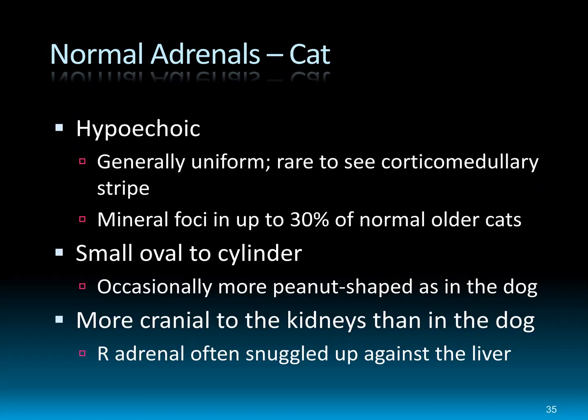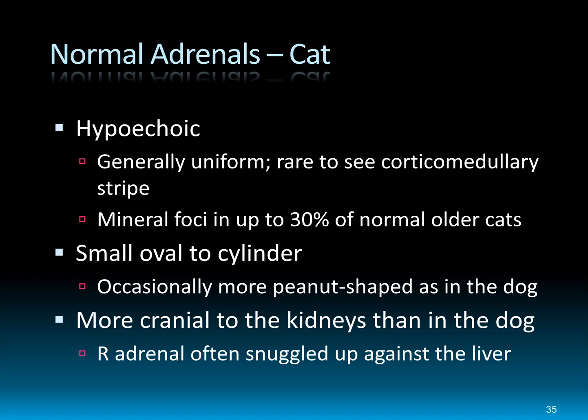So what about a cat? Again, like I said, imaging appearance of the adrenal glands is pretty similar, cats to dogs. So the adrenal glands are hypoechoic. Usually in a cat it's uniform. We don't usually see those little striations or stripes like we can in dogs. Occasionally we will see little mineral foci in cats. So older cats, up to about a third of them, will have little hyperechoic foci representing mineralization, and that's a normal change in a cat. We don't see that or expect to see that in a normal dog, but we will in normal older cats.